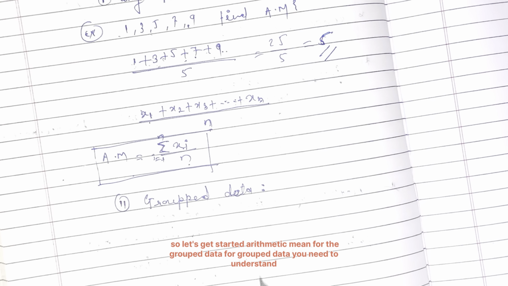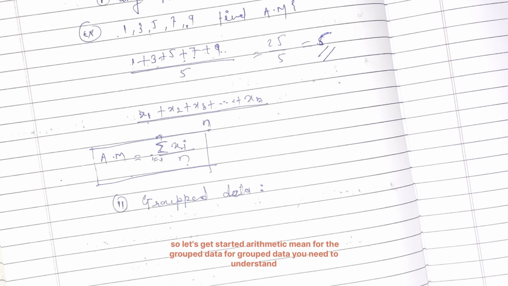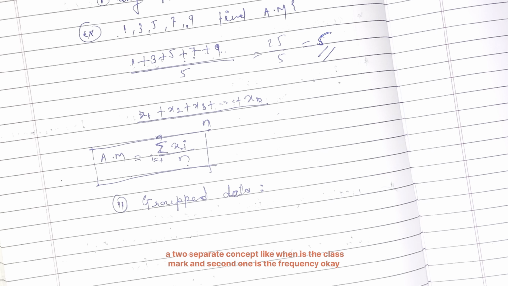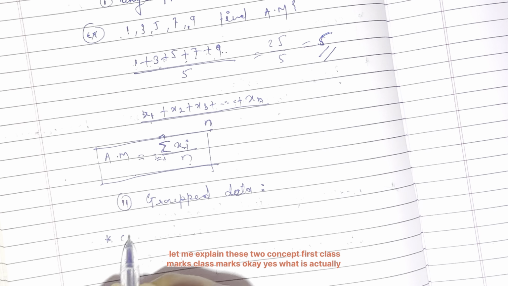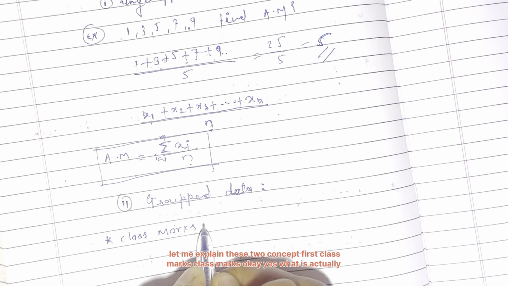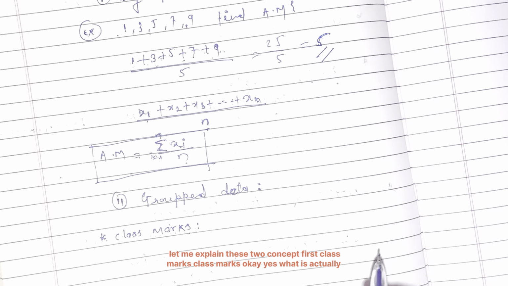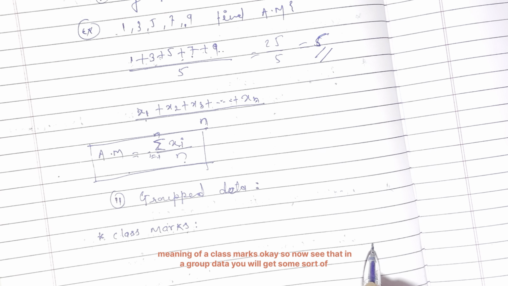For grouped data, you need to understand two separate concepts: one is the class mark and the second one is the frequency. Let me explain these two concepts first. Class marks. What is actually the meaning of a class mark?